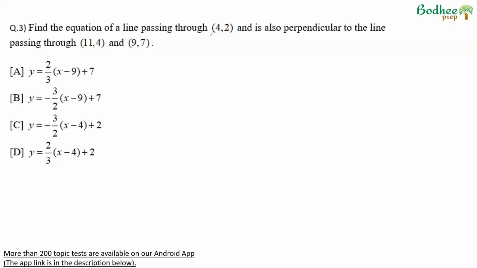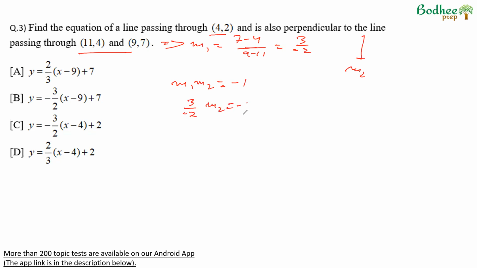Find the equation of a line passing through (4, 2) and perpendicular to the line joining (11, 4) and (9, 7). The slope of this line, M1, will be (7 - 4) upon (9 - 11), which is 3 by -2. The slope of the required line, M2, since they are perpendicular, M1 times M2 will be -1. The slope of the given points is 3 upon -2, so M2 will be nothing but 2 by 3.